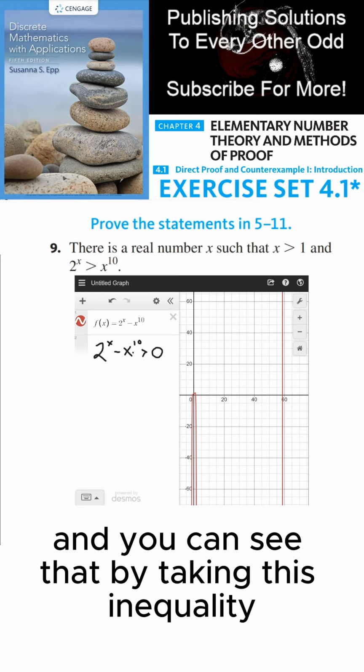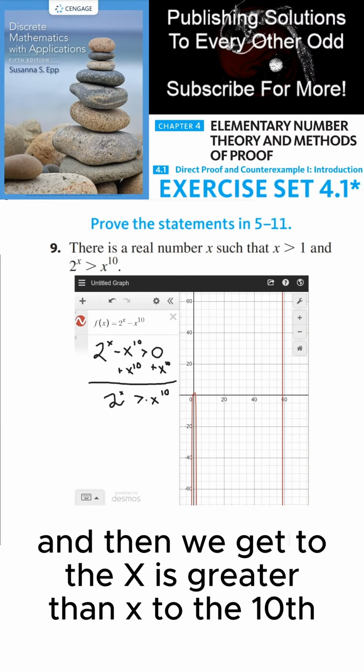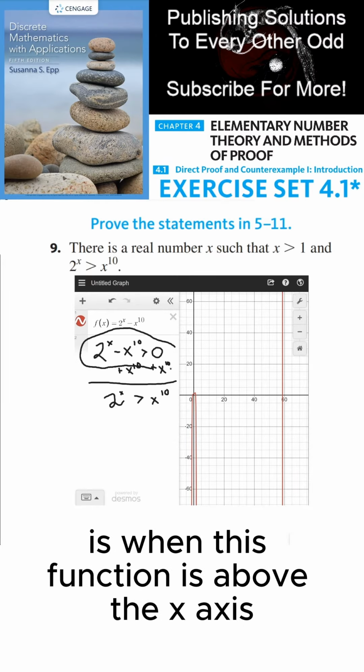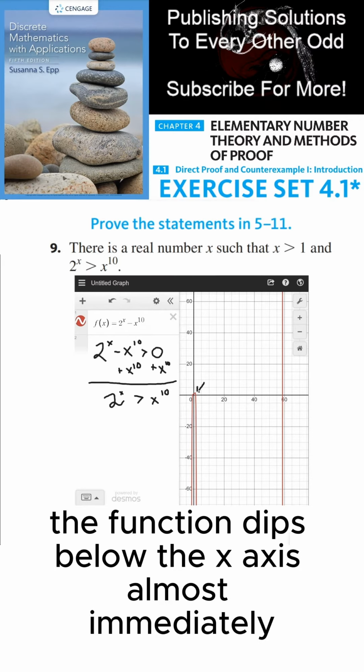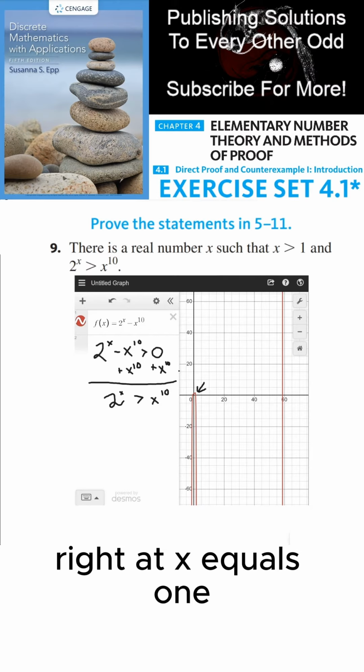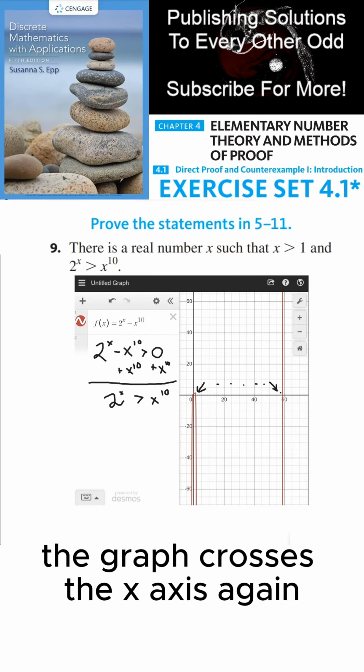And you can see that by taking this inequality and adding x to the 10th on both sides. And then we get 2 to the x is greater than x to the 10th. So what we're really interested in is when this function is above the x-axis. And if you notice, the function dips below the x-axis almost immediately, right at x equals 1. But then after a while, the graph crosses the x-axis again.